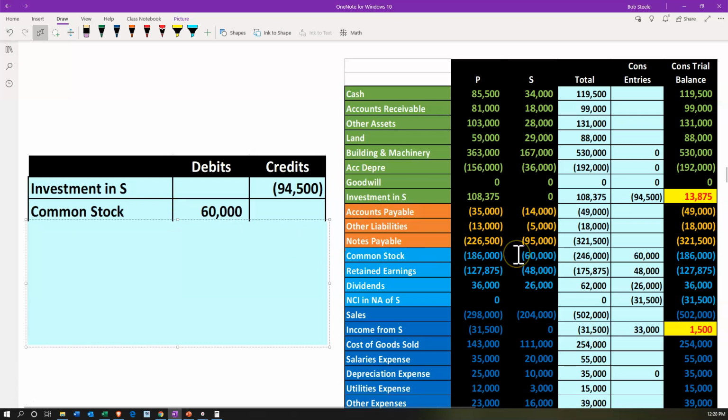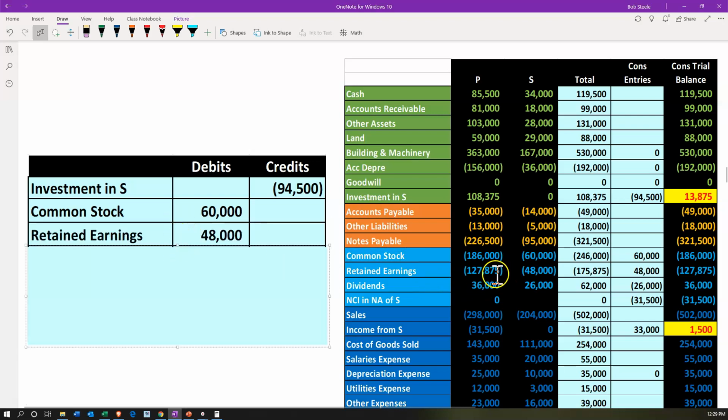So we've got the credit over here to the equity account for S. We're going to remove it, in essence, therefore debiting it. Then we got the retained earnings, 48,000. We're going to debit it for the 48,000. Then the dividends is a debit of the 26,000, which we will then credit to remove it.